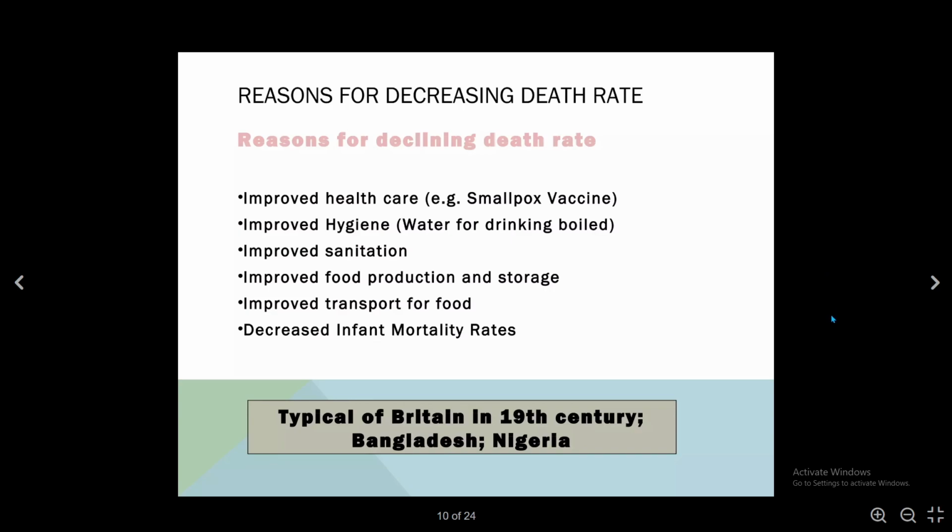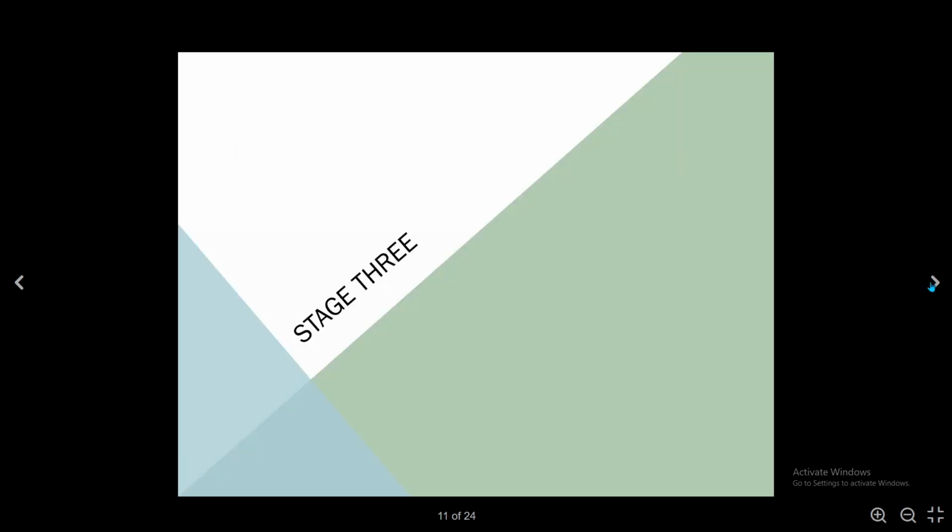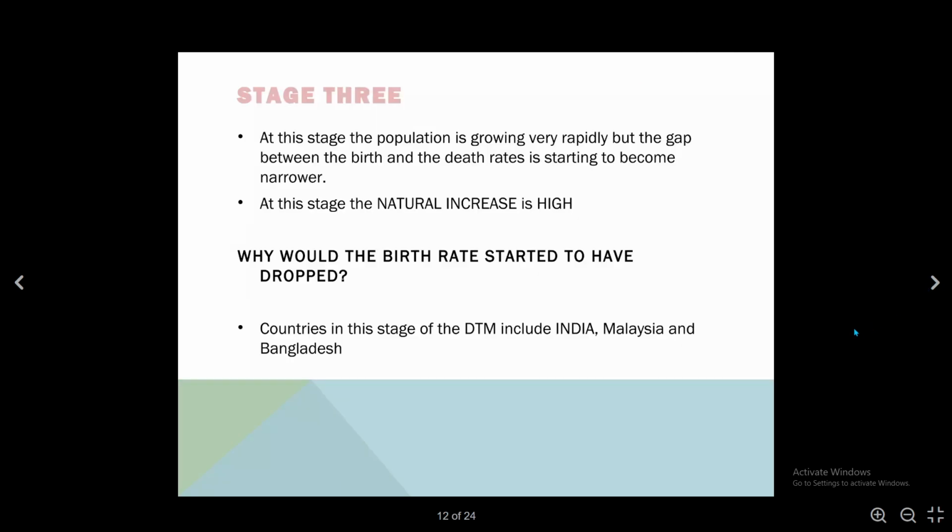What does that mean? Well, that means in stage 2, your country's population will start expanding because your birth rates are still high and your death rates are starting to decrease. So we move into stage 3. So at this stage, the population is growing very rapidly, but the gap between the birth and death rates is starting to become narrower. At this stage, the natural increase is high. So this is where we see the countries where their population is rapidly expanding.